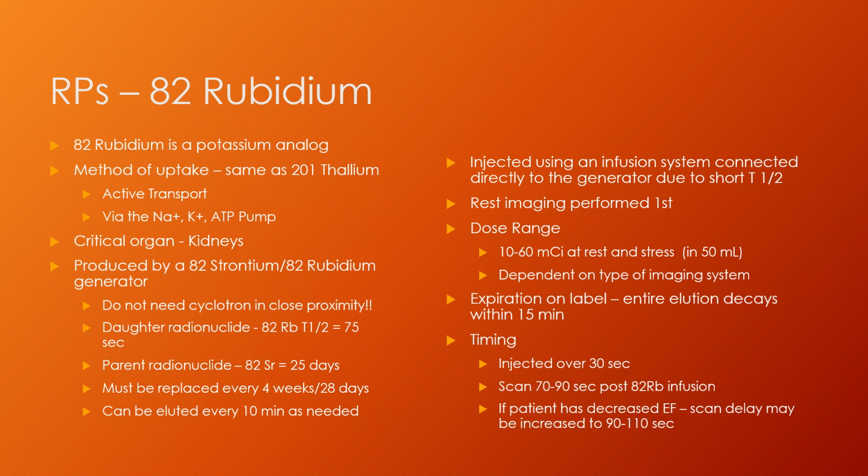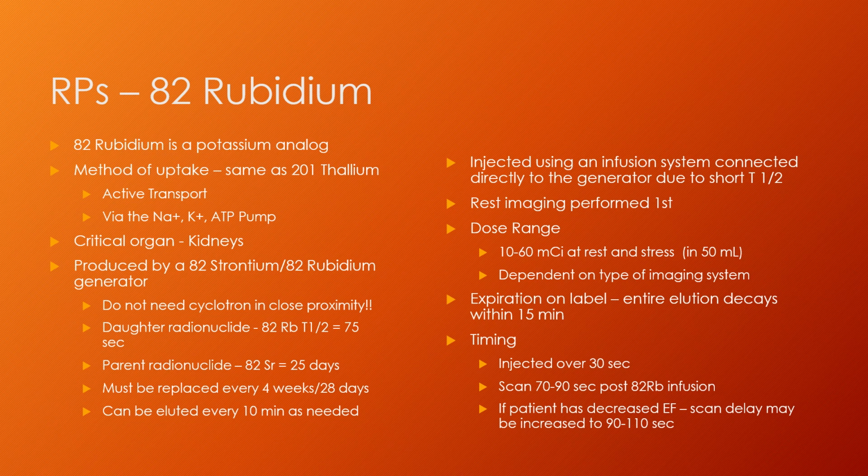It is produced by the strontium-82 rubidium generator. This is very beneficial because you do not need a cyclotron in close proximity. The daughter radionuclide has a half-life of 72 seconds. The parent radionuclide is strontium-82 with a half-life of 25 days. The generator must be replaced every 4 weeks, about 28 days, and it can be eluted every 10 minutes as needed. It is injected using an infusion system connected directly to the generator.